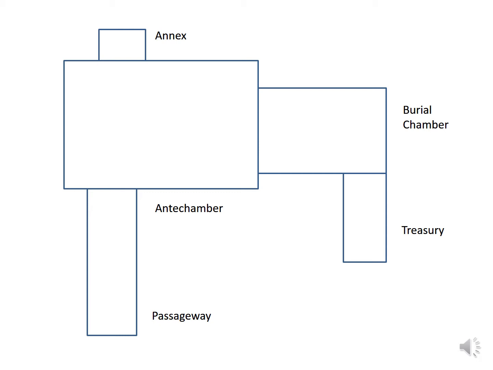So what I need you to do once you've done your rectangles and you've drawn it in your books, I want you to label each section and what that name is. So here, this bottom rectangle, we have the passageway. So this is the staircase that Howard Carter will go down. So it's a descending staircase into the ground.